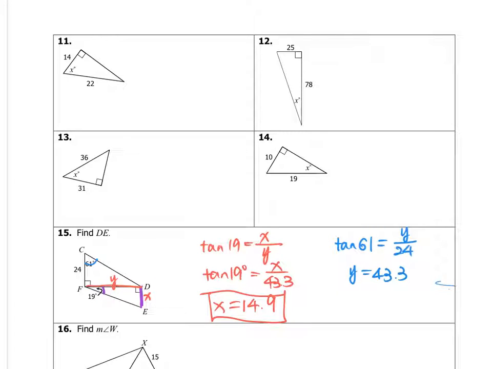And that's my DE. That's my ultimate solution there, right? So in other words, if you started out with this side, you immediately find 43.3, then you move on to this side, step 1, step 2, that's perfectly fine.